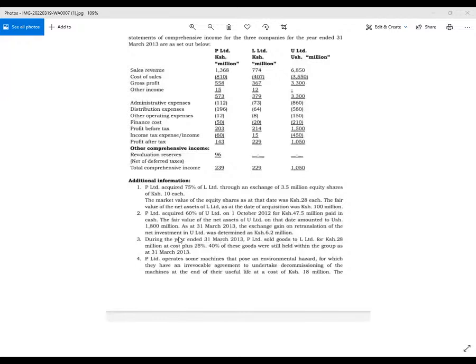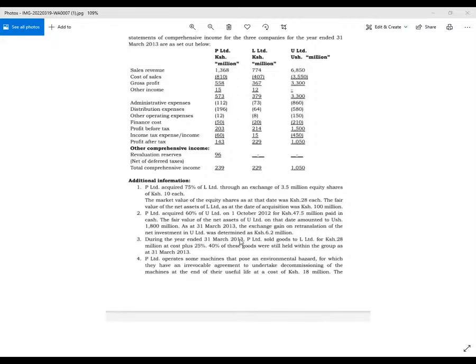As at 31st March 2013, the exchange gain on retranslation of the net investment in U Limited was determined at Kenya shillings 6.2 million. This is a good examiner, very good examiner. He's giving me the foreign exchange reserve for net assets. Number 3, during the year ended 31st March 2013, P Limited sold goods to L Limited for Kenya shillings 28 million at cost plus 25%. 40% of these goods were still held within the group as at 31st March 2013.